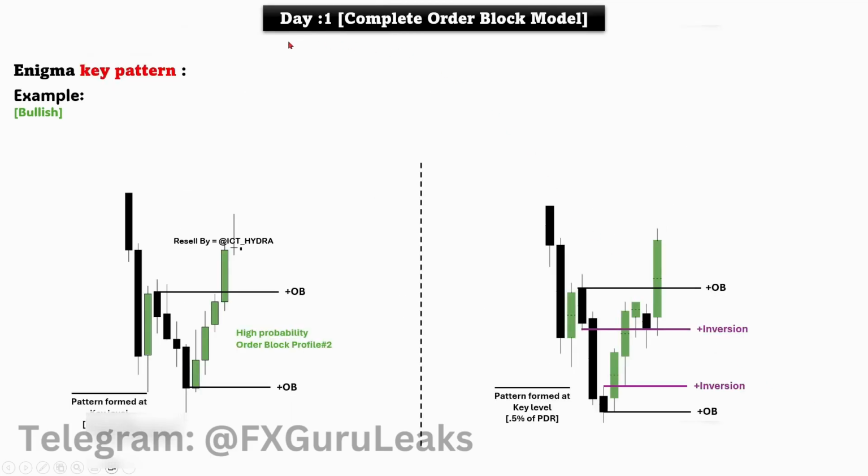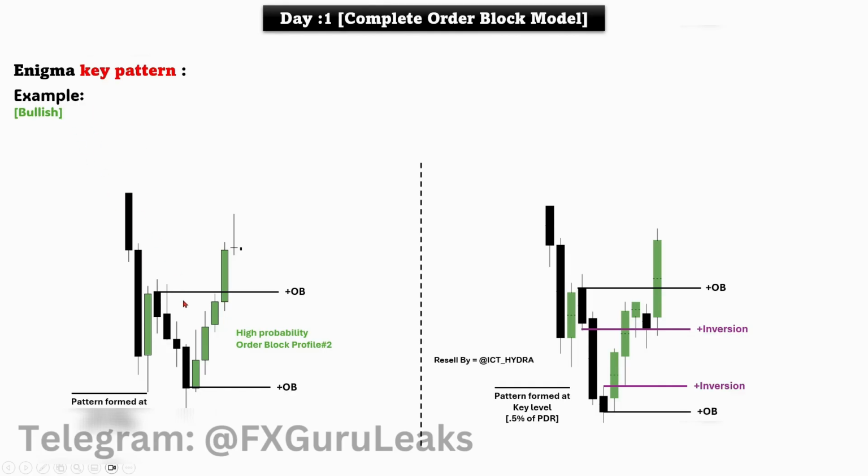So this is our second slide, the Enigma key pattern. And this is the pattern that you will be looking for at the 0.5% of a dealing range. This pattern will form if you are long at the 0.5%, or if you are short at the 0.5%. So for long at the discount, for short at the premium of 0.5%. Here I'm giving you guys the bullish example.